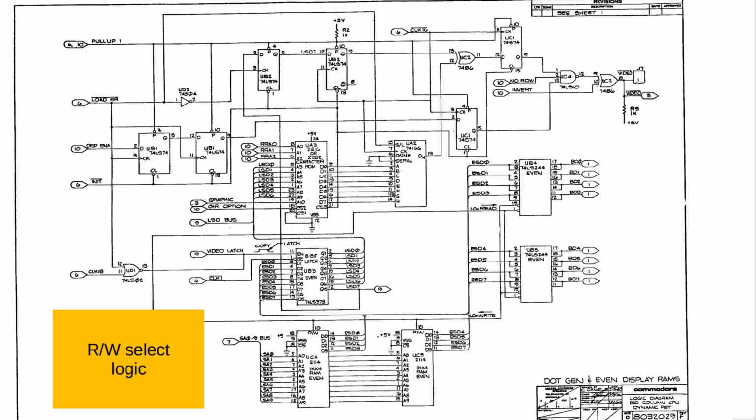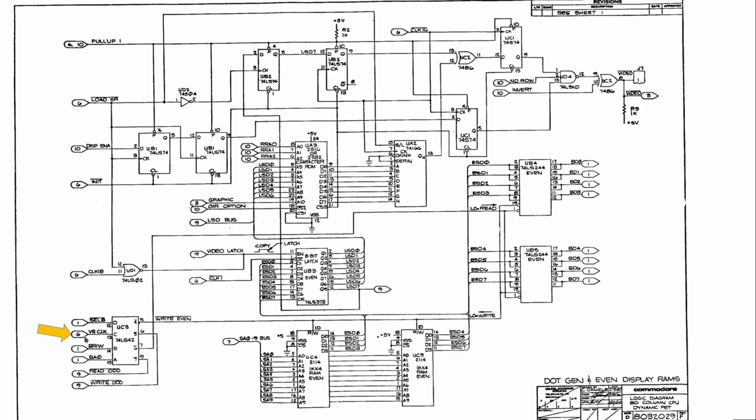Then we have the read-write select logic. You see here, this is the video RAM clock, and this is an LS42. It's a decoder, and it creates the read odd, write odd, write even, and oops, somewhere there is the low write, low read.